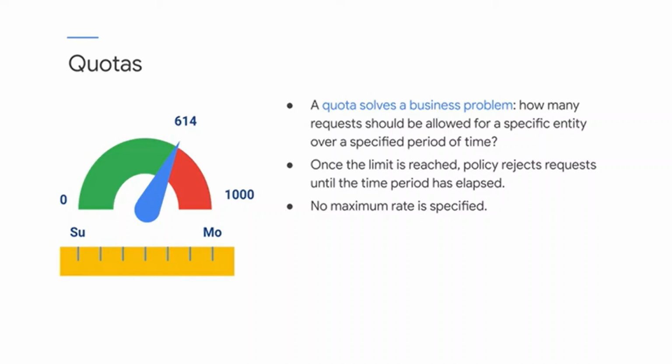For example, if a quota allowed 1,000 requests per month, it would be legal to allow 1,000 requests during the first minute of the month. The quota and spike arrest policies solve two different problems, and it's good to have them work together.